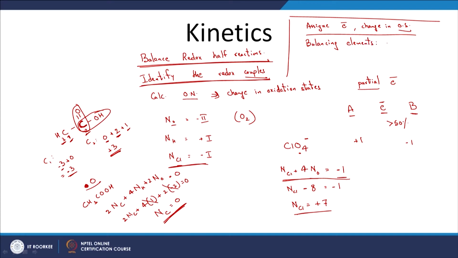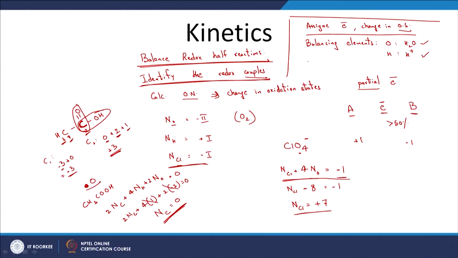And how do I do that? In general, O I balance with H2O and H with H plus. And obviously the other elements, chromium and sulfur, you need to look at that particular balance anyway. So we need to balance the elements and then move on to oxygen and hydrogen. I'm going to balance oxygen by having H2O, and hydrogen by having H plus. And then obviously I'm going to do a charge balance.